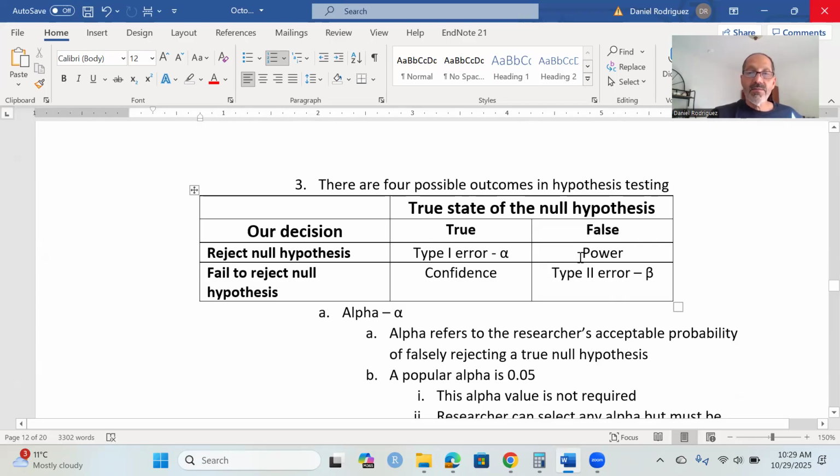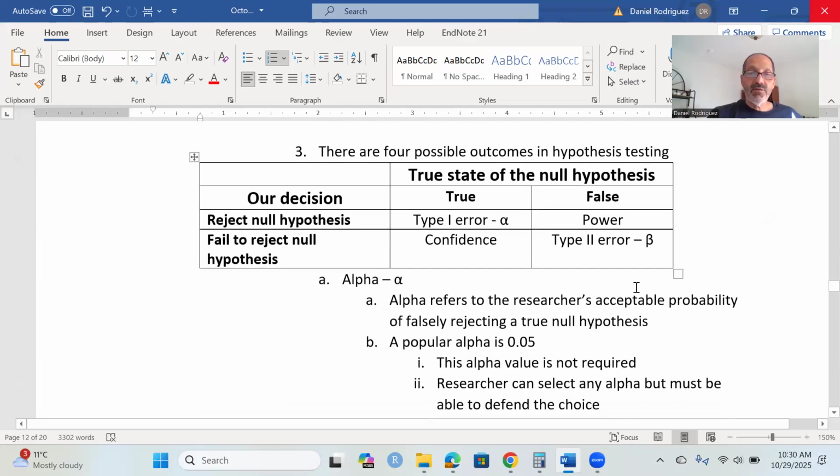Type 1 error, which is known as alpha, power, confidence, and type 2 error. These two are complements, right? They're complementary. So, for instance, whatever the type 1 error rate is, 1 minus that would be confidence. Whatever the power is, 1 minus power would be beta, type 2 error.